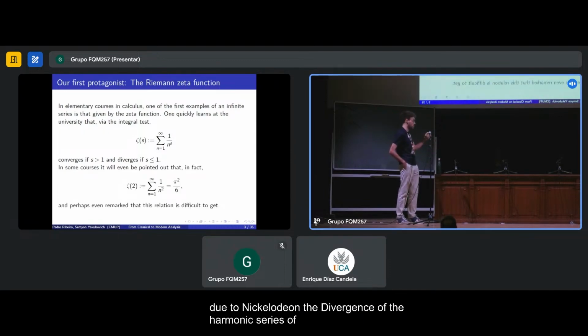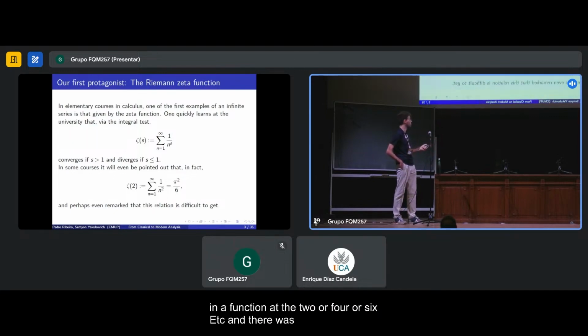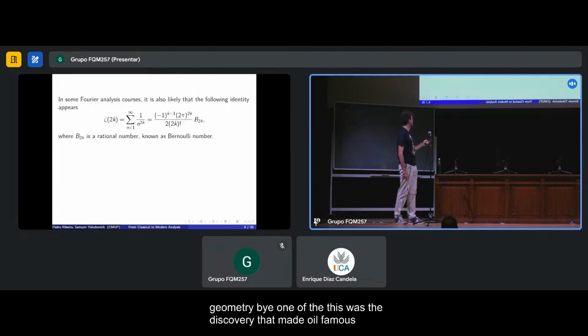Of course, this was a great problem in the 17th century, how to evaluate the Riemann-Zeta function at 2 or 4 or 6, etc. And there was this conjecture by Bernoulli that it was around 1.6 or something. They expected some kind of convergence and some values, and Euler discovered that in fact when we put the exponent equal to 2, then we have this relation. We have a relation between an infinite series of this kind and geometry, pi. This was the discovery that made Euler famous, the solution of the Basel problem.